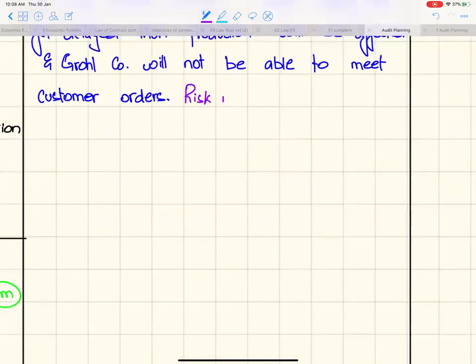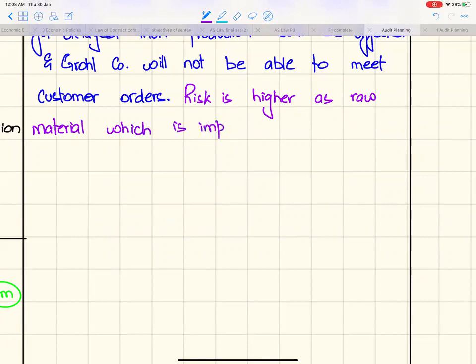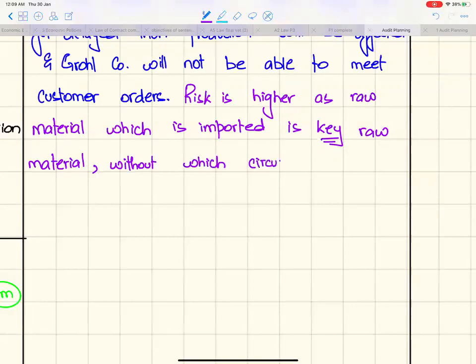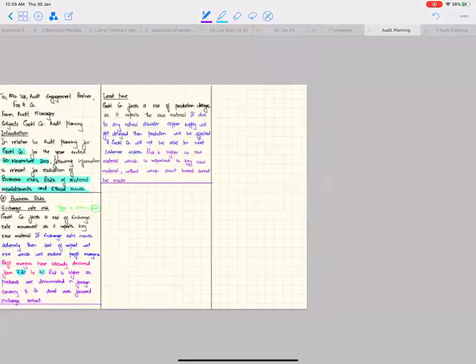Risk is higher as the raw material which is imported is the key raw material, without which circuit board cannot be made. Now I have one more very good evaluative comment.